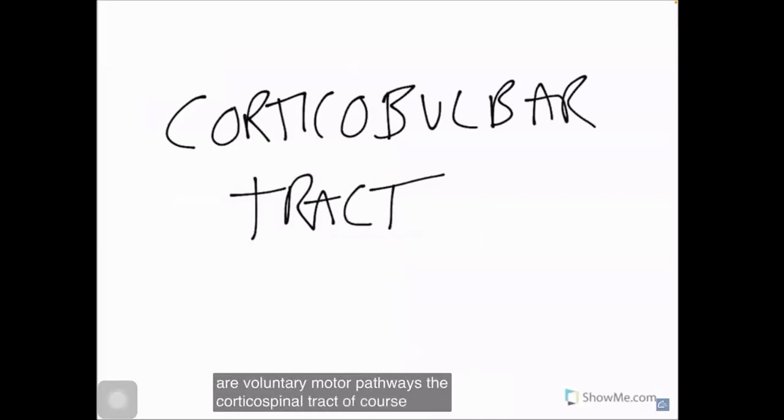Both are voluntary motor pathways. The corticospinal tract, of course, goes to the trunk and limbs, particularly the lateral corticospinal tract, travelling to the distal limbs. And the corticobulbar tract is involved in voluntary movements of muscles of the head and neck, and that means that it involves a number of cranial nerves.